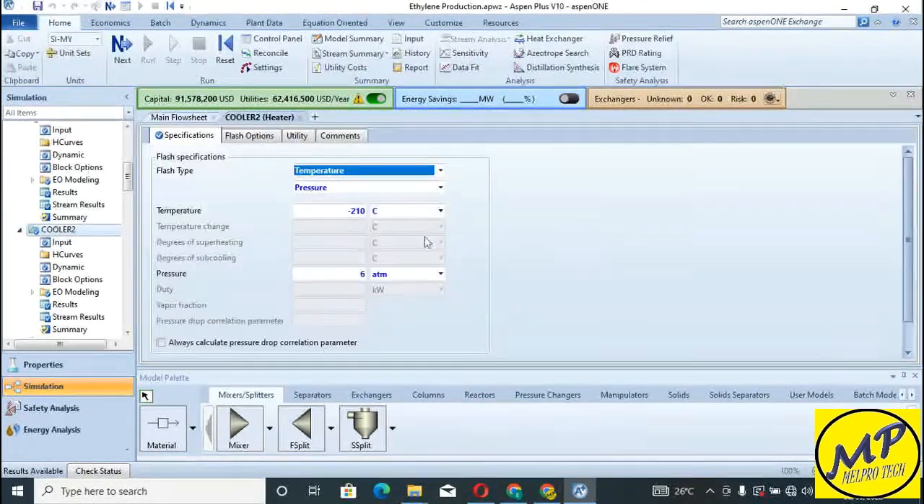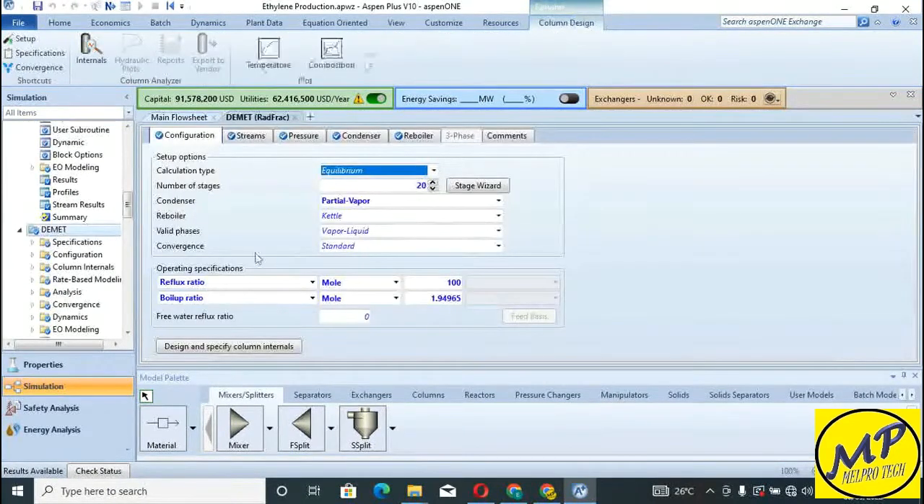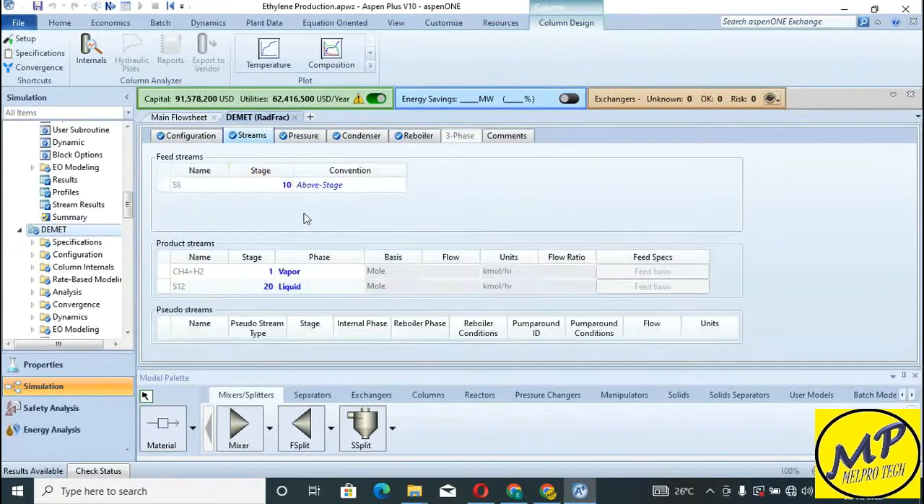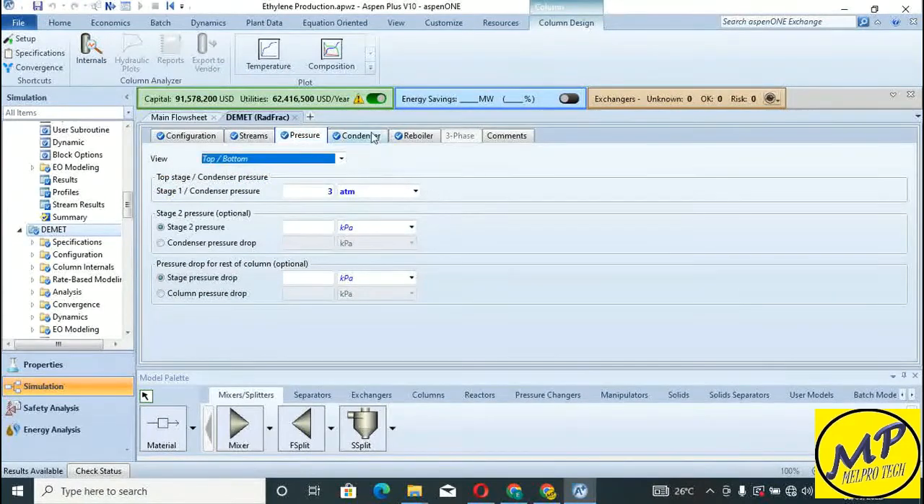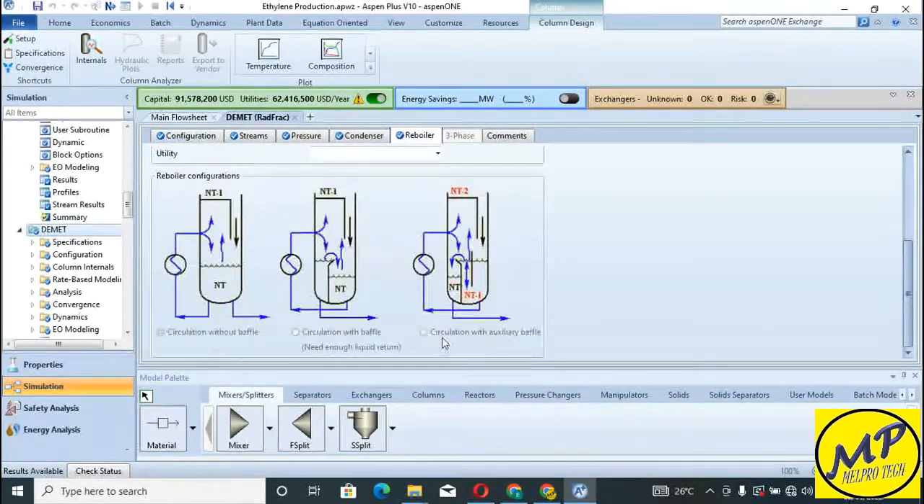Then the cooler is the parameter temperature minus 25. The cooler before the demethanizer. So then the demethanizer, right? Configuration, we have this. Take note of the boiler pressure. This is the value for it, it should be this precisely. And the strings also, the pressure, and the reboiler all set at default.